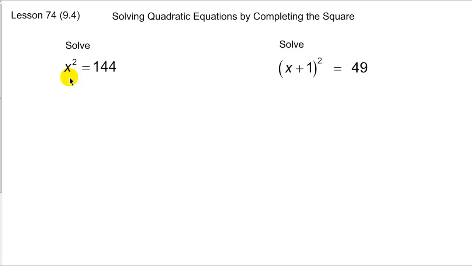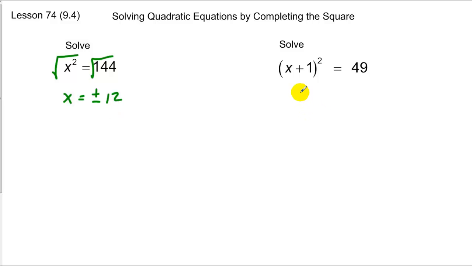We've had situations where if we have an isolated squared term and a constant on the other side, we can go ahead and square root both sides and get ourselves an answer. So if I square root both sides, because it's an equation, whatever I do to one side I can do to the other. The square root of x squared is just x, and whenever we square root both sides of an equation, we have to take the plus and minus square root of 144, which is 12.